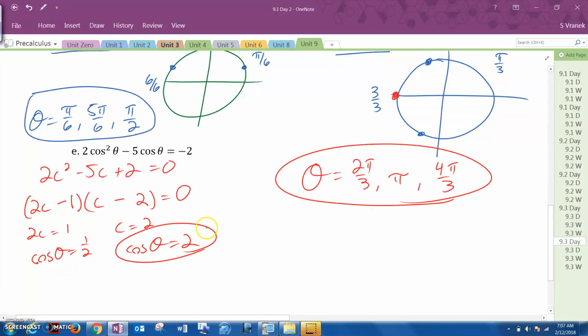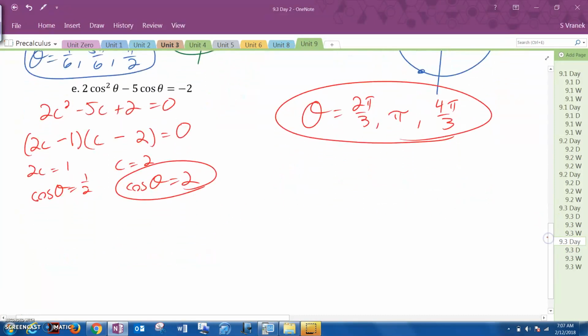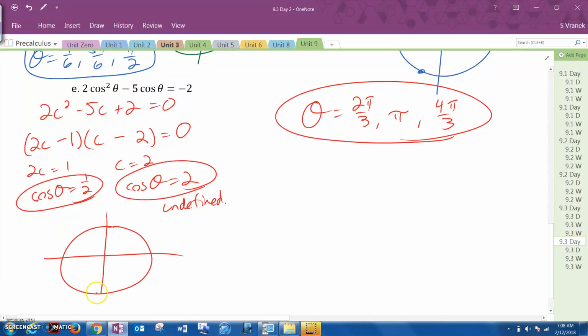This should be interesting for you guys. Where is cosine 2 on the unit circle? Hopefully you all are thinking, well, never. It can't be 2. You can't have a ratio of 2 to 1 for cosine. It always has to be less than 1, or equal to 1. So we would say this is not possible or undefined. So we're not going to get any answer from there. We're just going to look at this one, where cosine is 1/2. I think we did that one already somewhere. I think up here. Cosine is 1/2 at a pi over 3 reference.